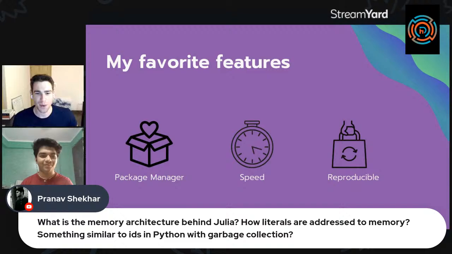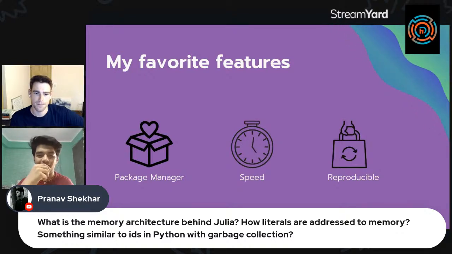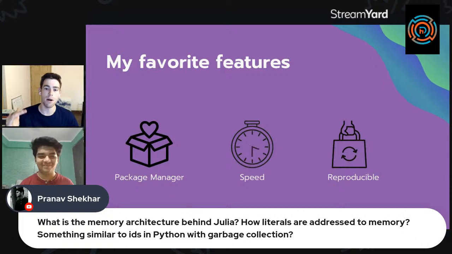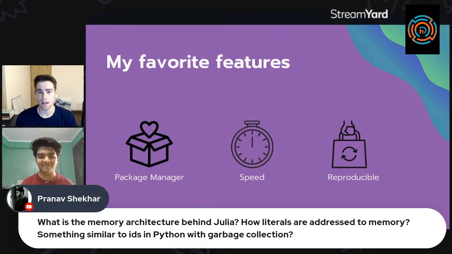I think those are great questions to ask. Pranav's question is a bit interesting. What is the memory architecture behind Julia and how are literals addressed in memory? Is it similar to the garbage collection of Python? Interesting question, Pranav. A lot of the work that I do in the Julia domain is one level above the compiler and a lot of these lower level architecture things. So I don't actually have a good understanding of the way that garbage collection happens. I will say that garbage collection exists in Julia. It's a JIT compiled programming language, so garbage collection is super important. I just don't know the actual architecture. This is a really good question, though.